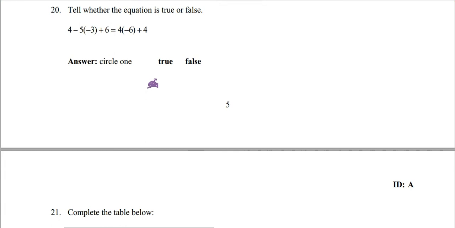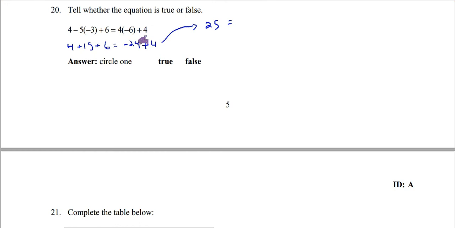Okie doke. Next, is this equation true or is it false? If it's true, we have the one number equals exactly the same number. If it's false, we have something that's not true. So we've got to simplify this correctly, though. Negative 5 times negative 3 is positive 15 plus 6 equals 4 times negative 6. 4 times negative 6 is negative 24. It's not looking good. Plus 4, I can already see this is going to be false, but we continue. 6 plus 4 is 10 plus 15. That makes a nice 25.